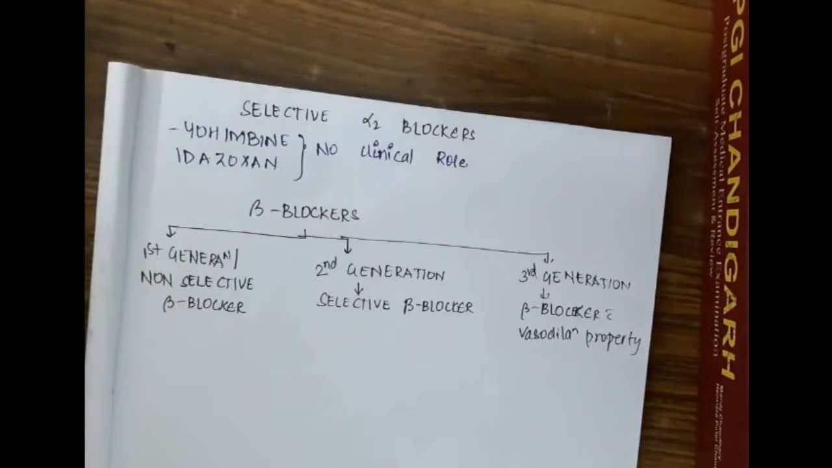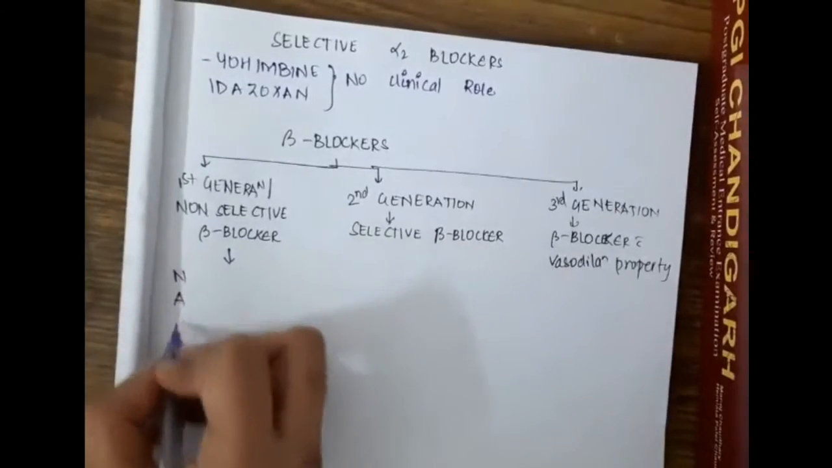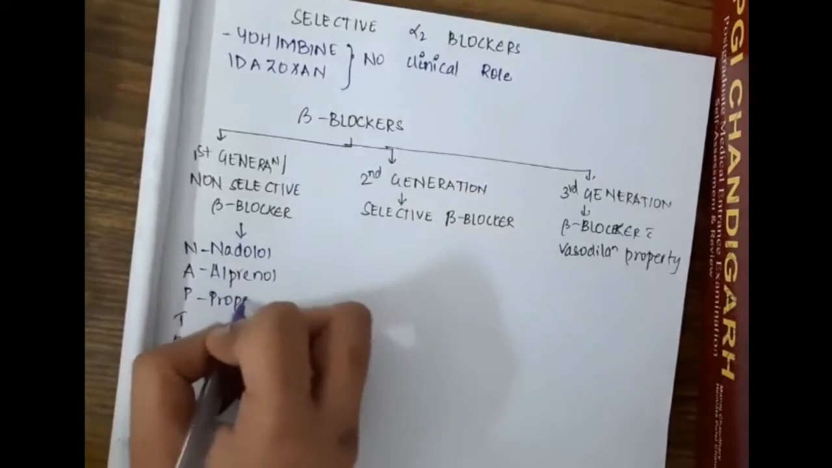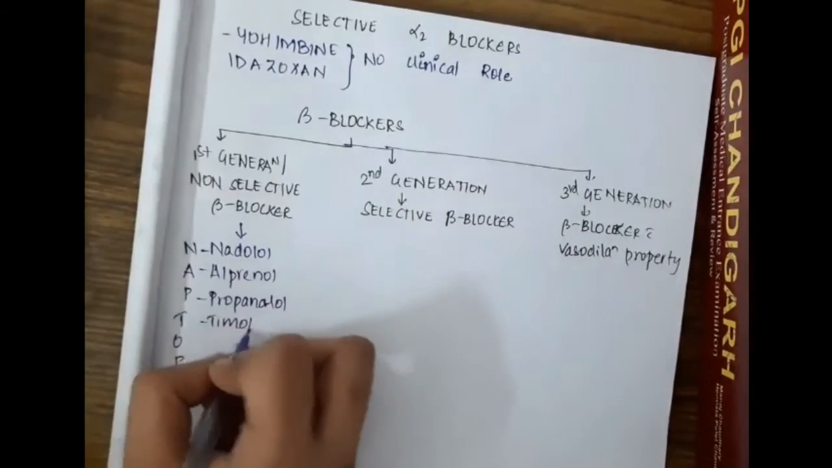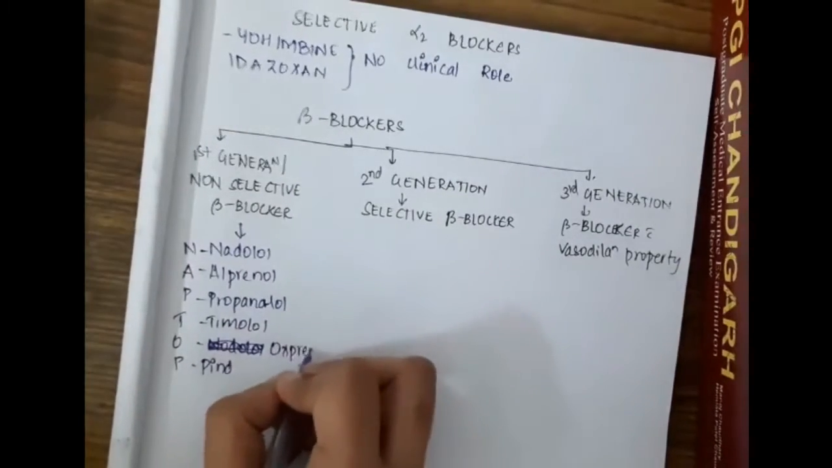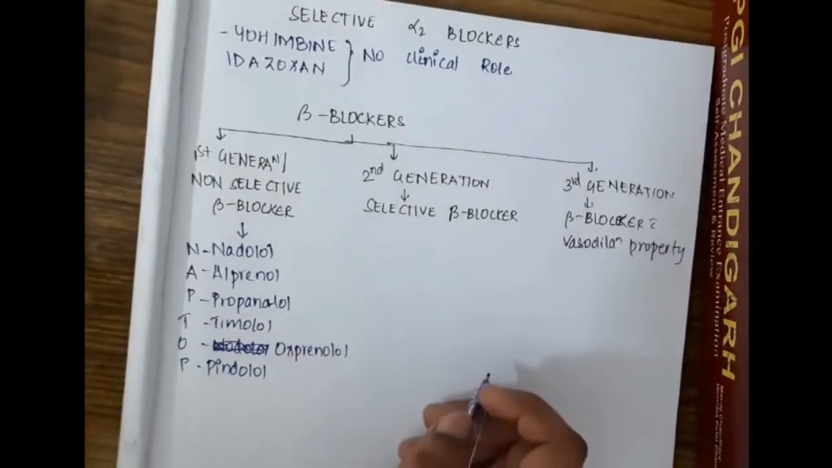The first generation or non-selective beta blockers include, the examples of drugs are, first we have the shortcut NAPTOP. The shortcut is NAPTOP, which is for nadolol, alprenolol, propranolol, timolol, oxprenolol and pindolol. These are first generation or non-selective beta blockers: nadolol, alprenolol, propranolol, timolol, oxprenolol and pindolol.